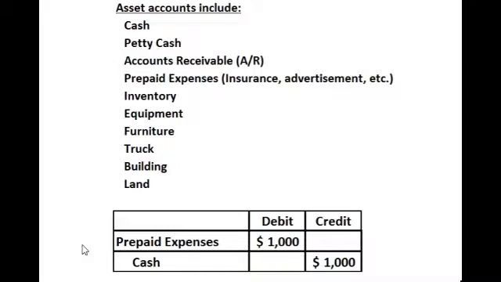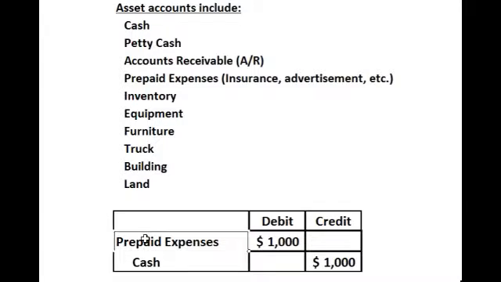And since we paid the expenses with cash, its balance went down by $1,000. So we credit that account, cash. Since both of these accounts belong to asset accounts, their normal side is always debit side. So whenever we put it on debit side, that means the balance went up. And when we put it in the credit side, its balance went down.